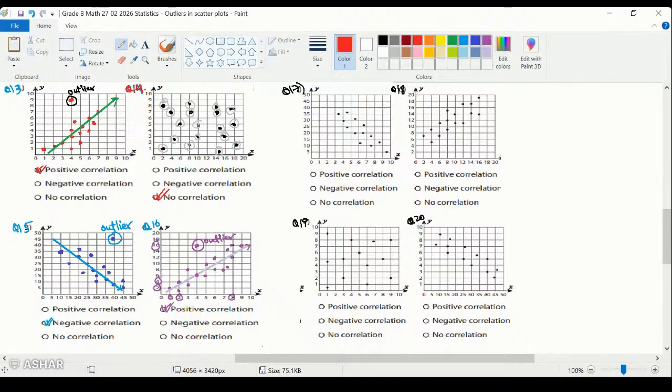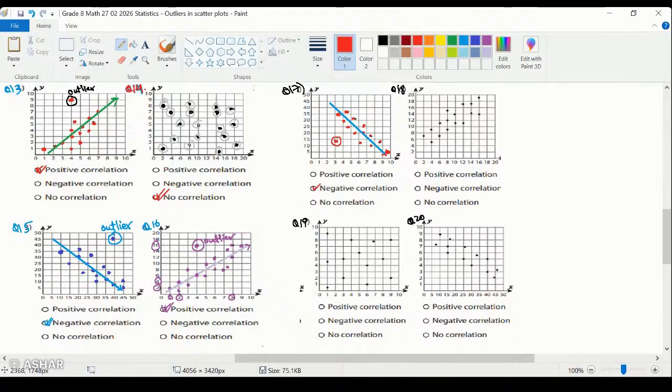For the given question number 17, these are the points given to us. We cannot draw a line that is passing through the maximum number of points, but we can still draw a line that is passing in between the maximum number of points, right? So the trend given over here is negative because the line is decreasing, and this would be the outlier.